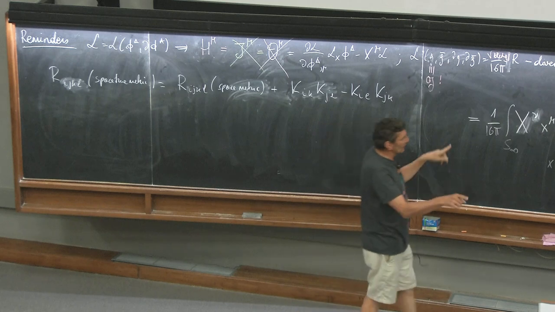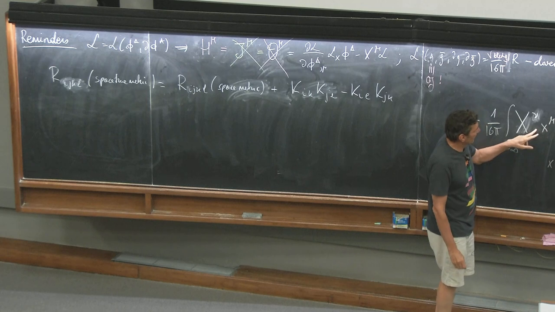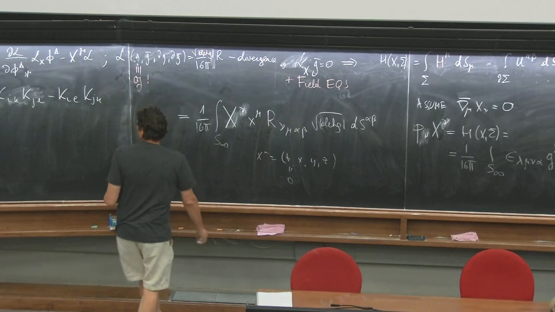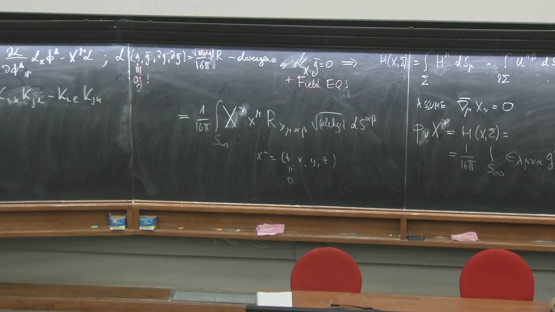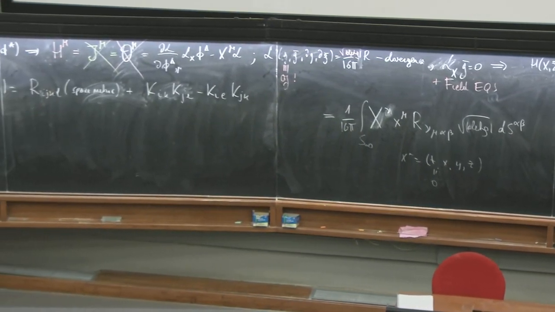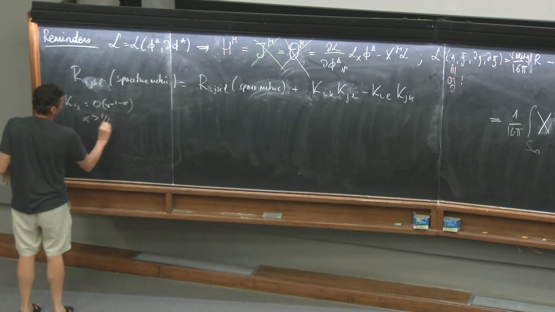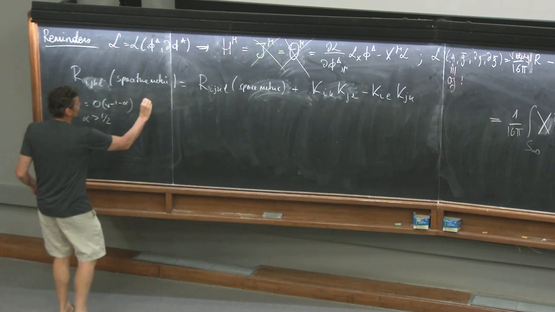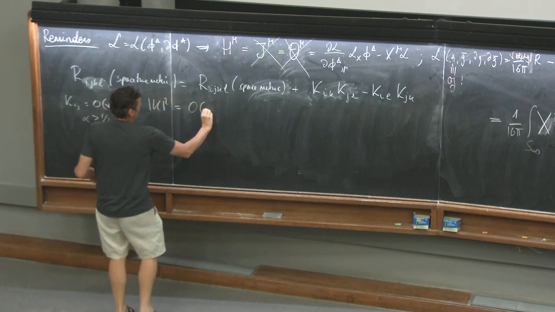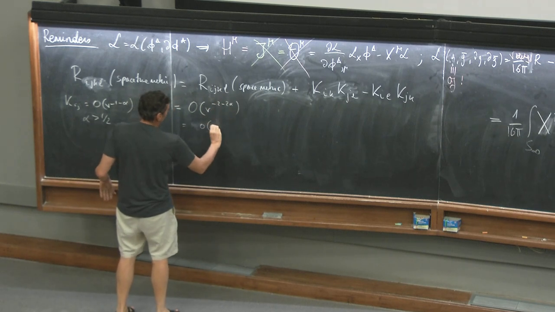You're integrating at t equals zero, so at t equals zero this will be zero. So only the space part here will enter in this formula if you just work it out. And moreover, if you think about what we've been assuming before, that K_ij is O of r to the minus 1 minus alpha, with alpha larger than 1 half, then these k squared terms are O of r to the minus 2 minus 2 alpha, which is faster than r to the minus 3.